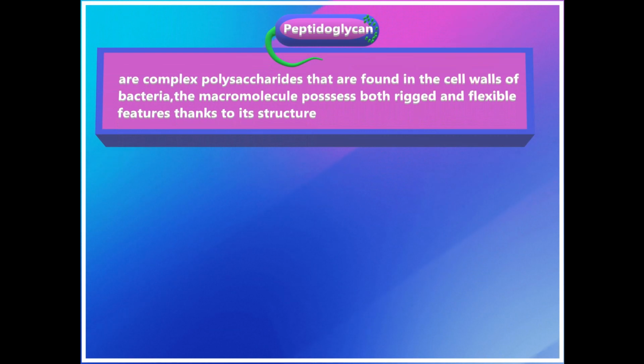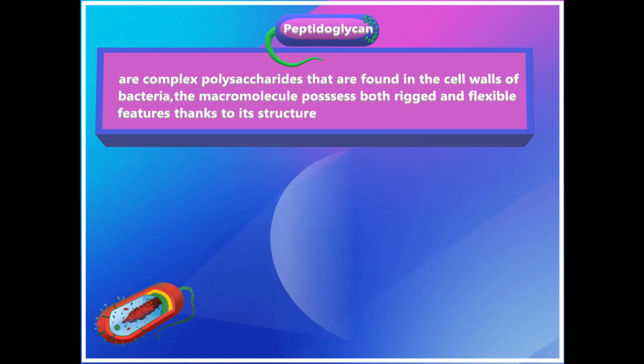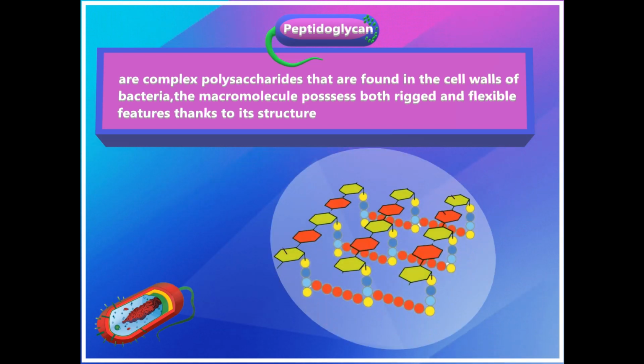Peptidoglycan. Peptidoglycan is a complex polysaccharide found in the cell walls of bacteria. The macromolecule possesses both rigid and flexible features thanks to its structure. Also, each monomer has peptide chains connected to them.